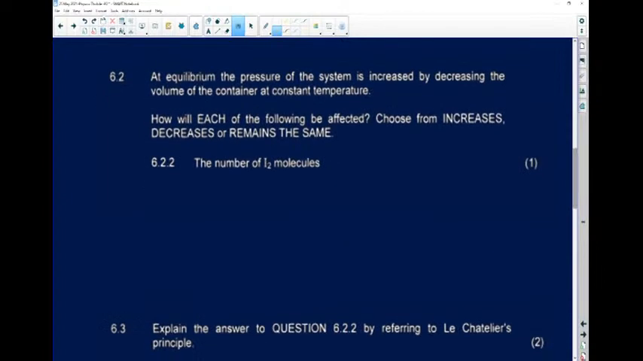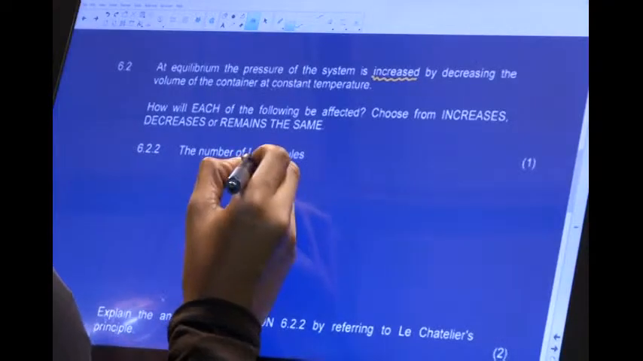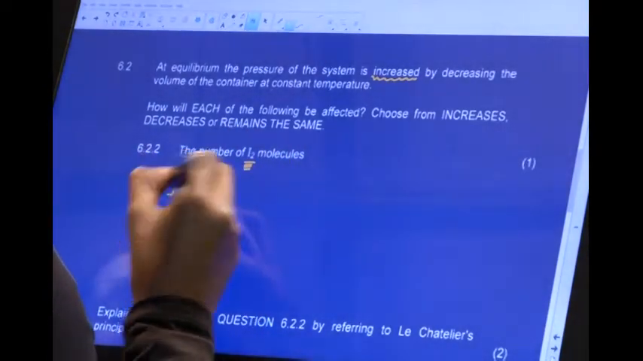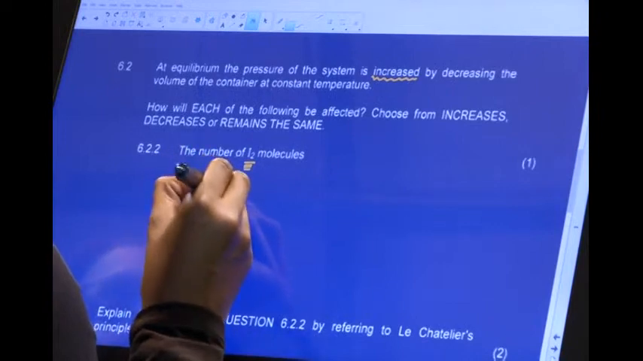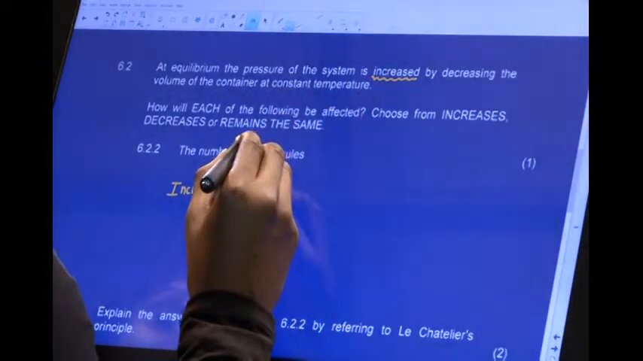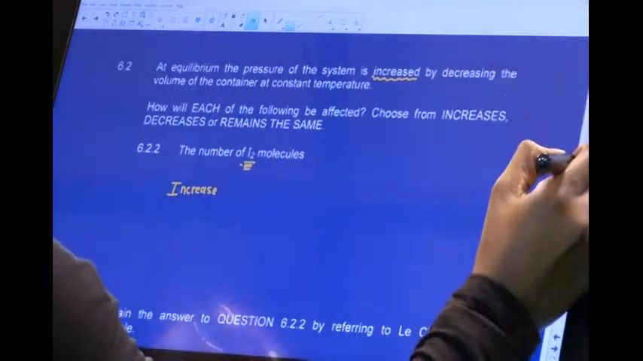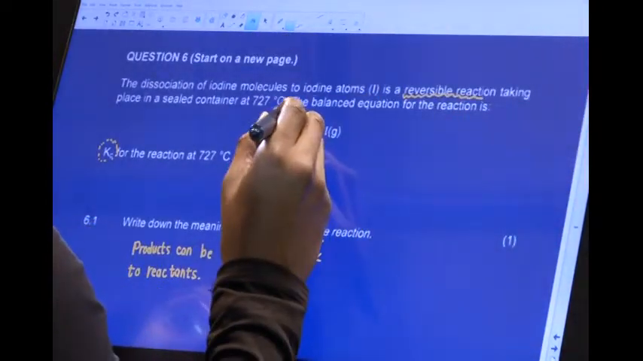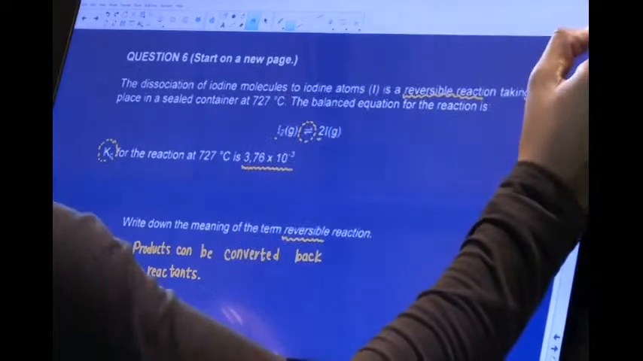Again, at equilibrium, the pressure of the system is increased by decreasing the volume. We must also choose increase, decrease, or remains the same. What will happen to the number of moles of the I2? Now, this one will definitely change. This will increase. When we increase the pressure by decreasing volume, this one will then increase, meaning that the reverse reaction is favored. Let me just go all the way up. It means that this will then increase.